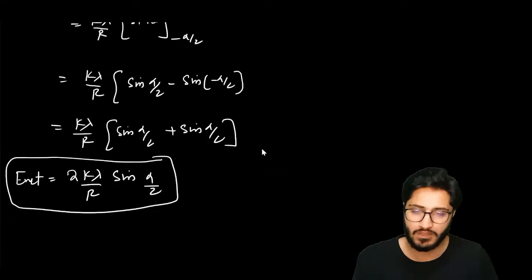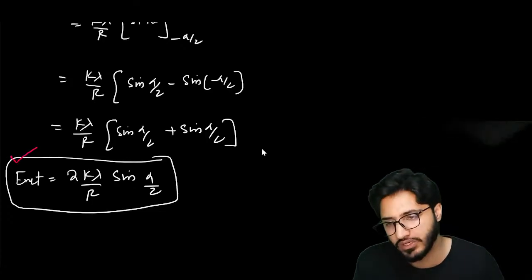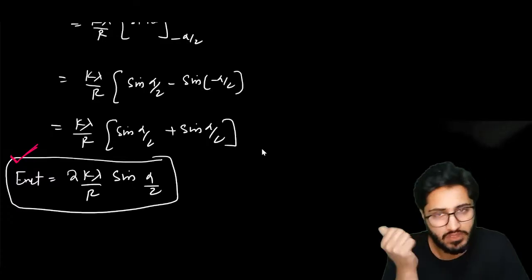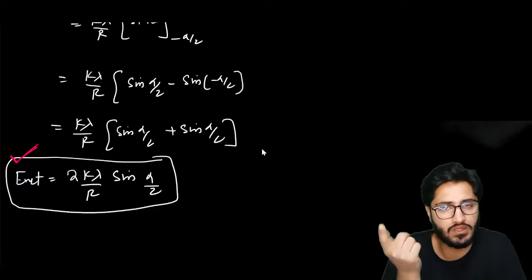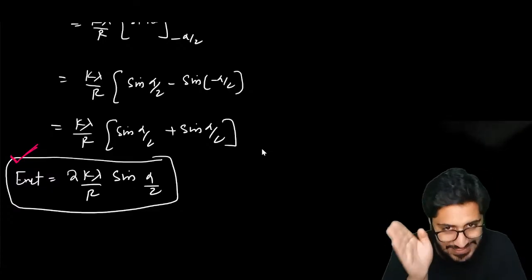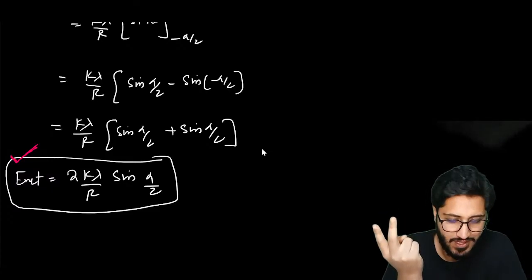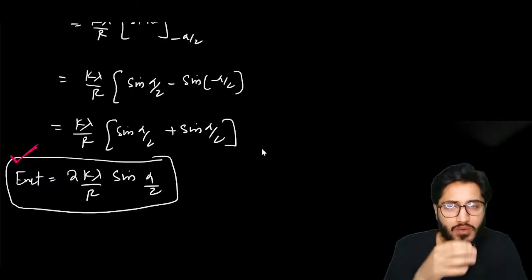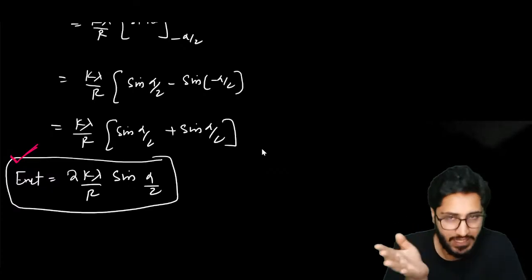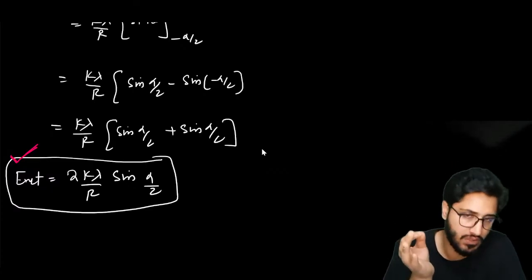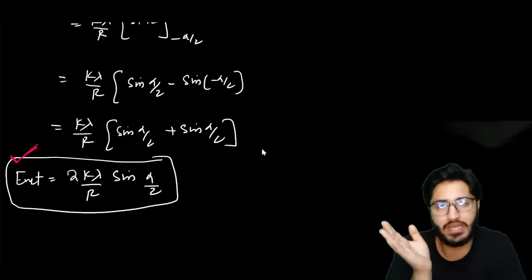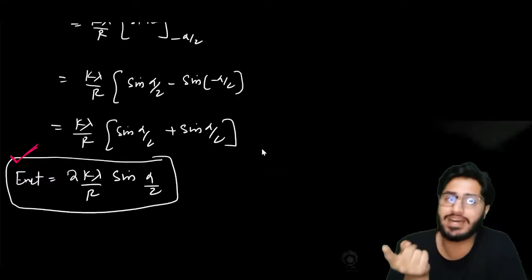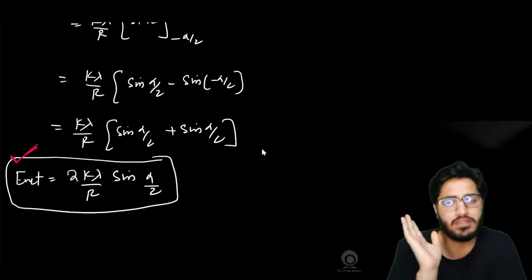So this expression you need to memorize. Due to a point charge, what is the electric field? Q by r square. Due to a line charge, we have two components, one perpendicular and one parallel. For perpendicular, it is k lambda by r (sine theta 1 plus sine theta 2). For the parallel one, it is k lambda by r (cos theta 2 minus cos theta 1). For the arc, it is 2k lambda by r sine alpha by 2.